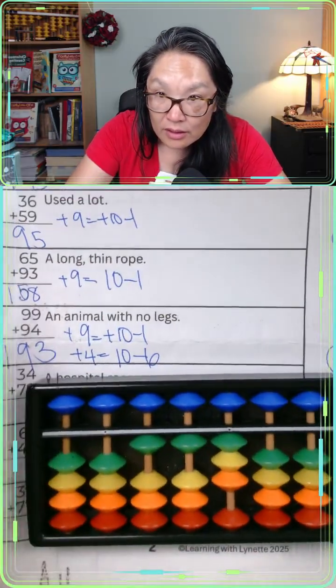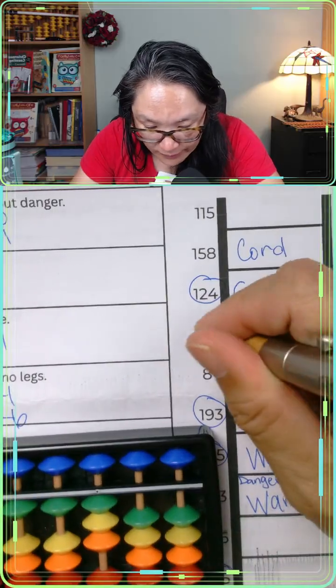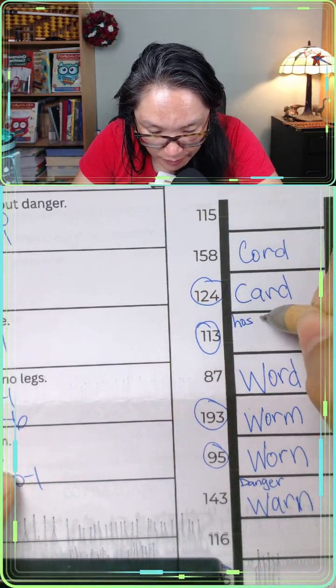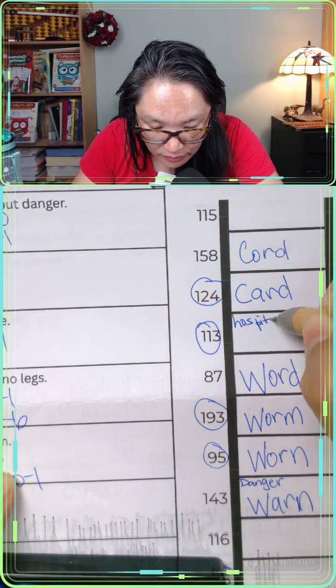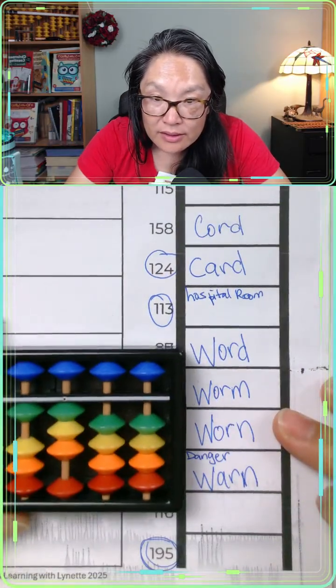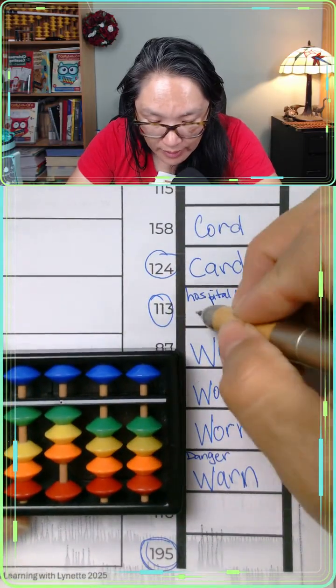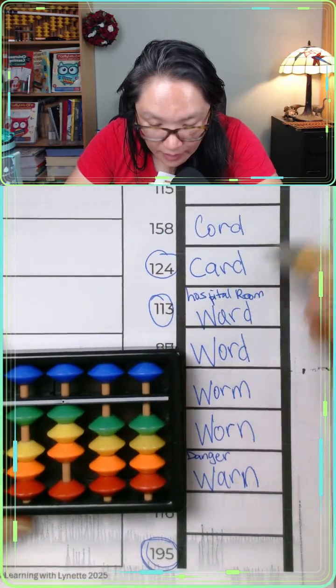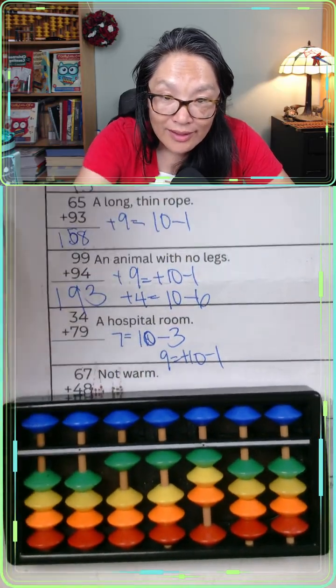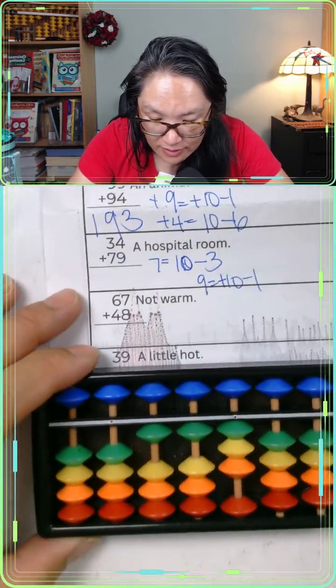113. I don't remember this one. It's this one here. Hospital room. I don't know. What's a hospital room? Oh, hospital room. I know. Hospital room. What do you think that is? A ward. Yep. Thank you. Thank you, Andrew. All right. What's after this?